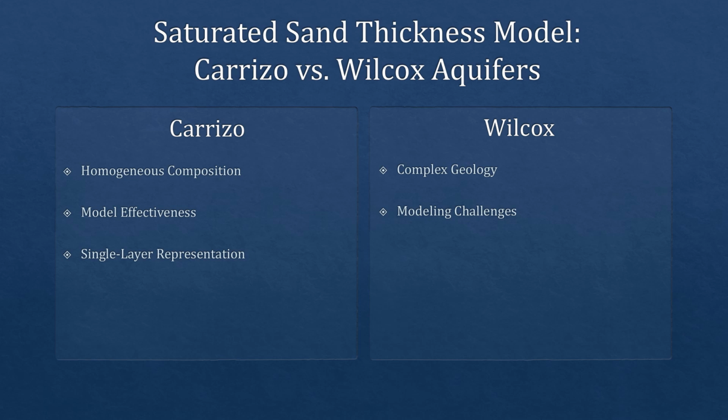introduce significant variability in permeability and water storage characteristics. The multiple layers create a heterogeneous structure that complicates the application of the saturated sand thickness model. The varying properties of each layer means that a single layer model cannot confidently represent the aquifer's behavior. Having explored the distinct characteristics and dynamics of the Carrizo and Wilcox aquifers, we will now discuss the development of the saturated sands thickness model.